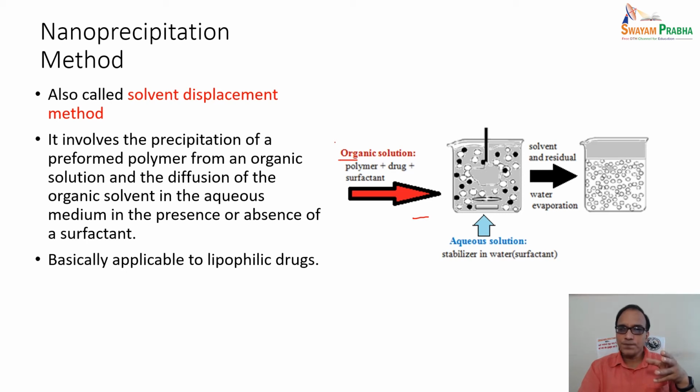The polymer, generally PLGA, is dissolved in a water miscible solvent of intermediate polarity, leading to the precipitation of nanospheres. This phase is injected into a stirred aqueous solution containing a stabilizer as a surfactant. Polymer deposition in the interface between the water and the organic solvent, caused by the fast diffusion of the solvent, leads to the instantaneous formation of a colloidal suspension. This is basically applicable to lipophilic drugs because of the miscibility of the solvent with the aqueous phase, and it is not an efficient means to encapsulate water soluble drugs. So this is all about the nanoprecipitation method.